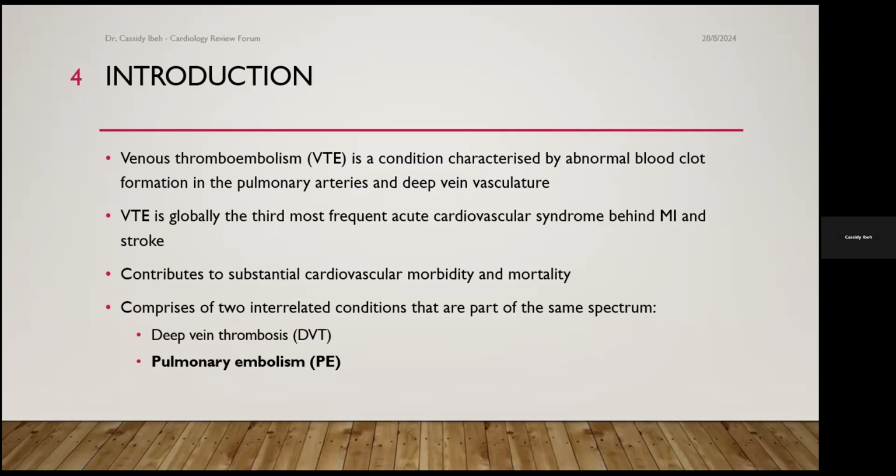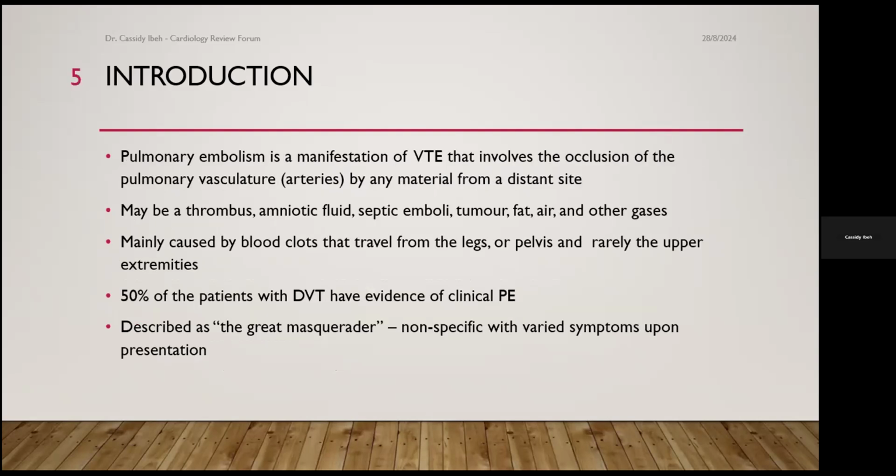It is globally the third most frequent acute cardiovascular syndrome behind myocardial infarction and stroke, and it contributes to substantial cardiovascular morbidity and mortality. So, as I said earlier, it comprises two interrelated conditions that are part of the same spectrum. You have deep vein thrombosis and pulmonary embolism, which is where we're going to base our discussion this evening.